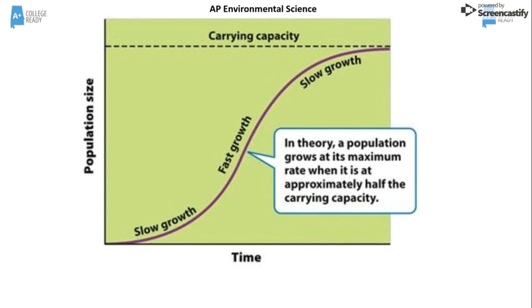This graph shows that sustainable yield occurs when a population is at approximately half the carrying capacity.